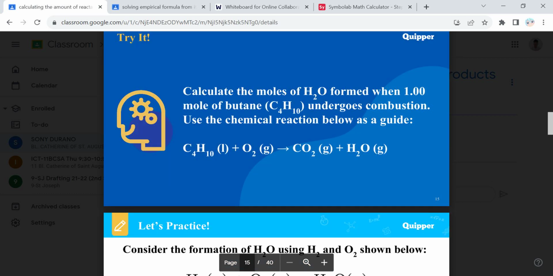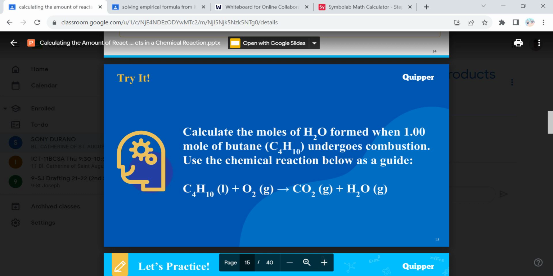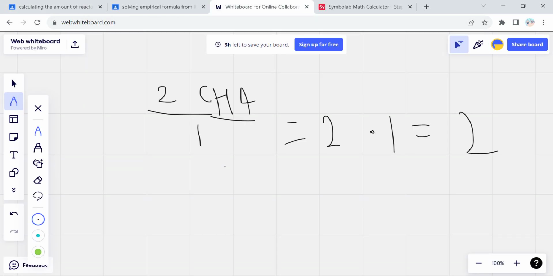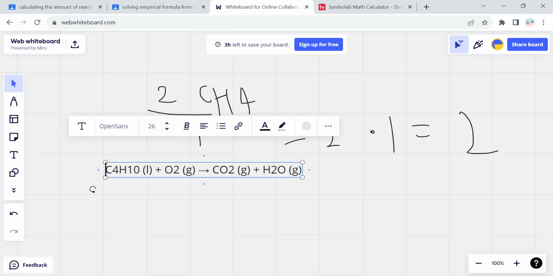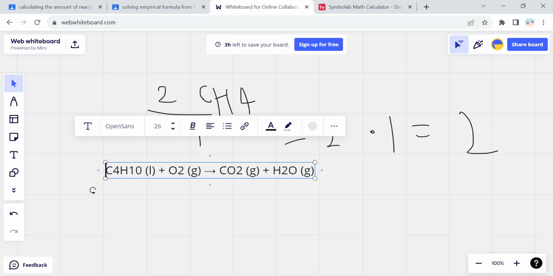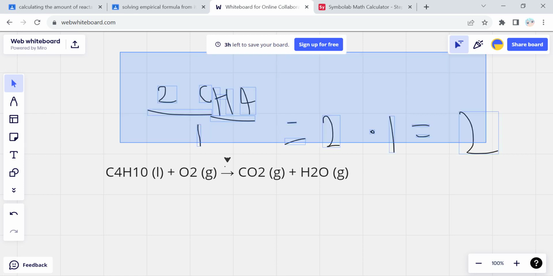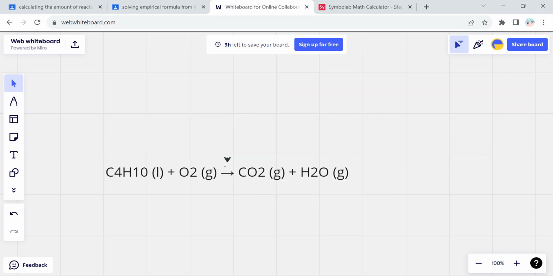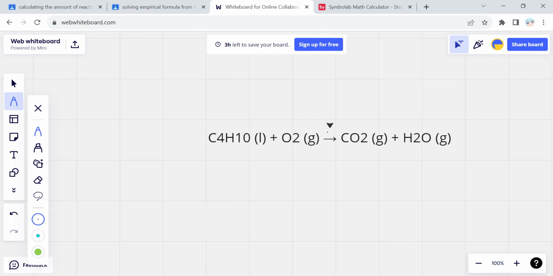But what if the equation is not yet balanced? For example, this equation. So we first have to balance that. Can I copy and paste that? Yes, I can. That's so lovely. How do I move it around? Okay, let's just place it there. Let's erase this. All right. So we first have to balance this equation.